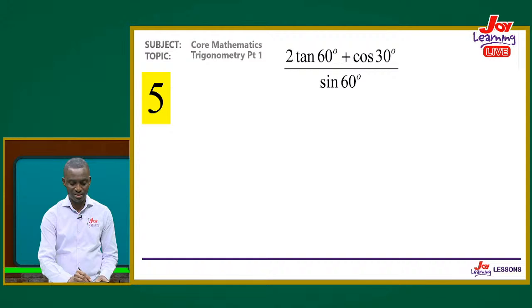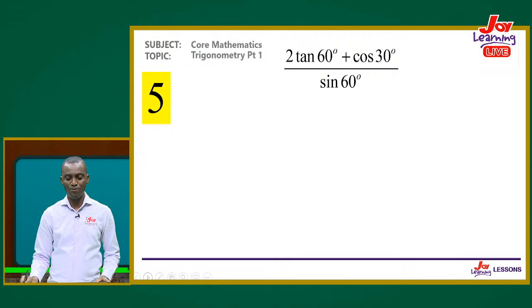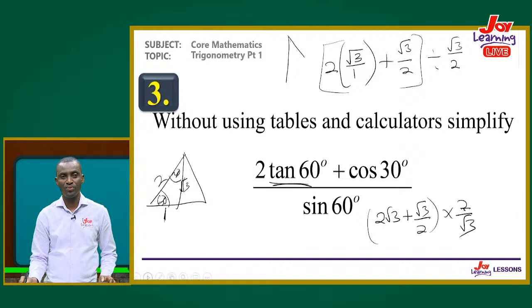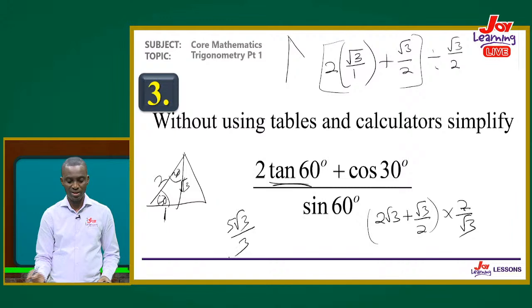So I have the answer to question 4. Your answer came as 4. That's good. The answer for question 4, which was 2 sin 60 plus cos 30 all divided by sin 60. Yes, that's the question we have on the screen right now, right? Yes. I had my answer to be 5 root 3 all over 3. Oh, okay. Now let's conclude it and see how the answer is going to be like.